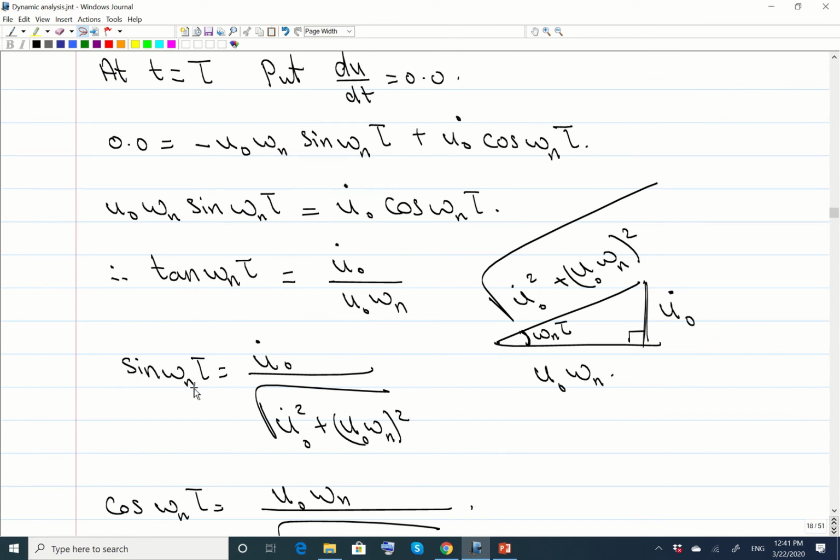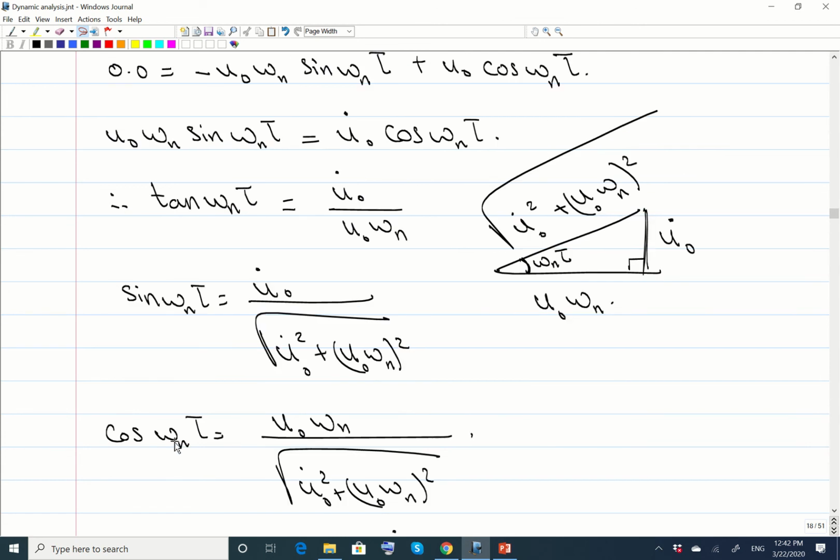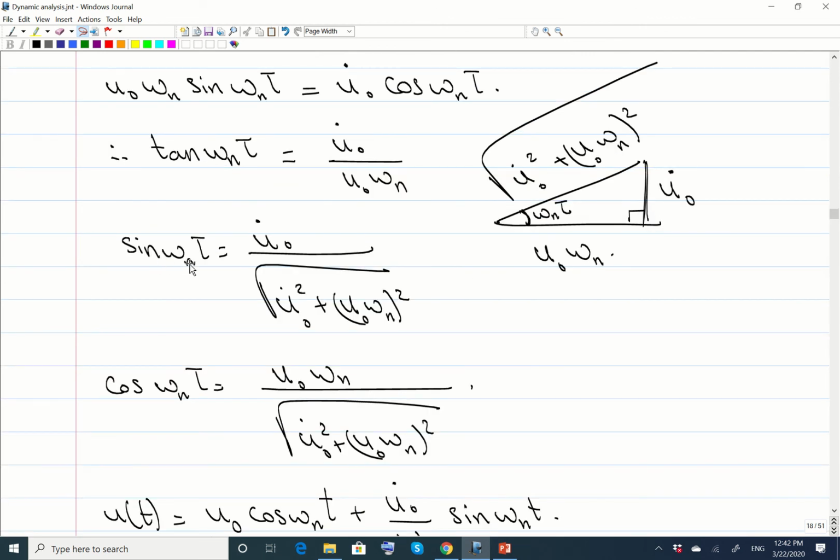What about sine omega n tau? Now this is the angle omega n tau. Sine is going to be the opposite, u dot node, divided by the diagonal. Cosine omega n tau is going to be the adjacent, u node omega n, divided by the diagonal value over here. So this is sine omega n tau and cosine omega n tau.